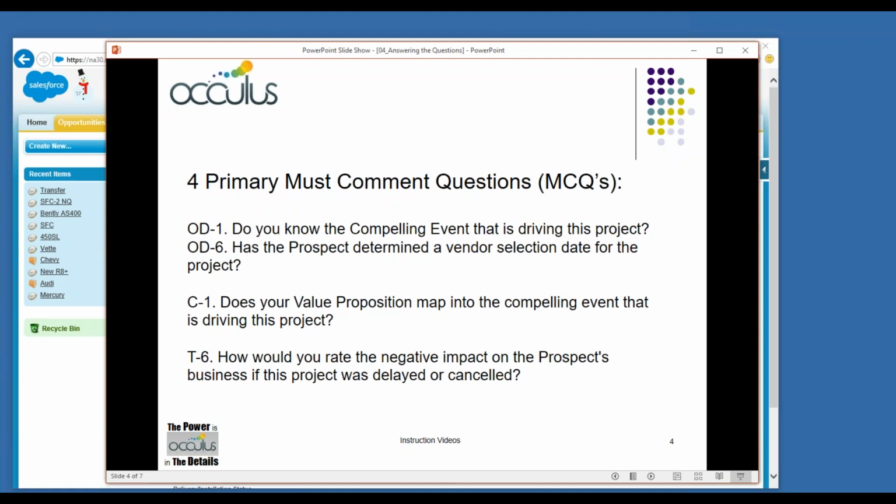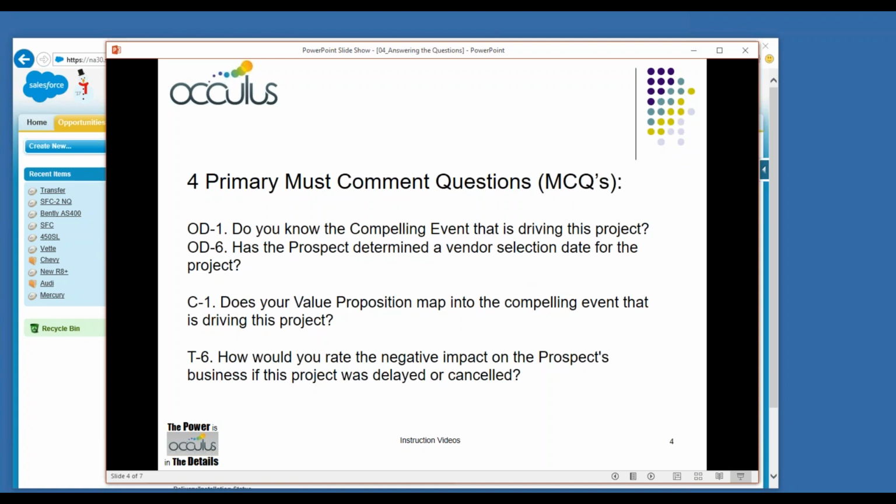The third question we're going to look at is the value proposition. Does your value proposition map into the compelling event that's driving the project? Well, quite frankly, because if it doesn't, you should probably get out. And the sixth one, how would you rate the negative impact on the prospect's business if this project was delayed or canceled? So what we're looking at here is what is their drive to continue with this project.